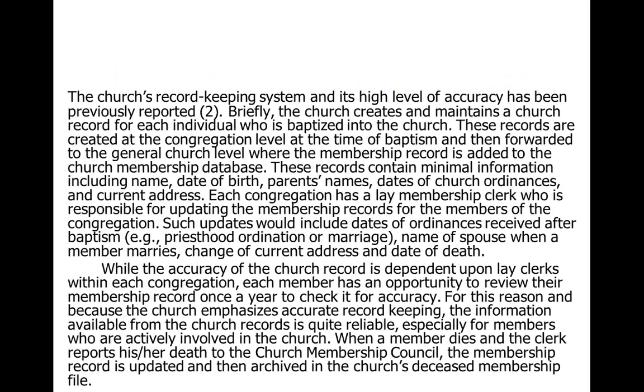I want to scroll back and point this out to you. In the original 2 paragraphs, they say in the very first sentence, it's a high level of accuracy. They give you a reference for that. And then they're trying to give you some details about how this works to verify that indeed it is accurate. Then in the second paragraph, they go back to talking a lot about accuracy. While the accuracy is dependent, each member can review the record once a year to check it for accuracy. For this reason, and because the church emphasizes accurate record keeping, the information is quite reliable, right? So they're repeating those words, accurate and reliable, quite a bit.